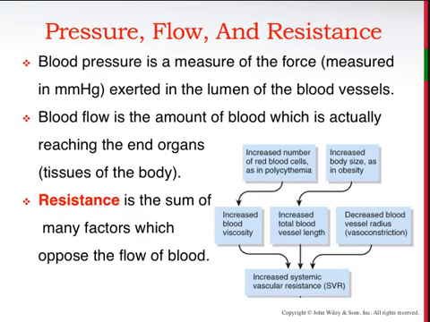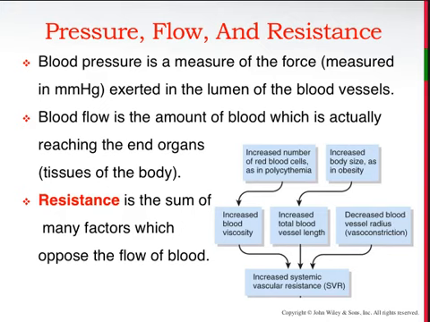stop blood from flowing. So we can see an increased number in the red blood cells. That condition is called polycythemia. So if we have an increased number of red blood cells, we're going to see an increased blood viscosity. If I have an increased viscosity, I've increased the resistance, and therefore I have increased the systemic vascular resistance, is that bottom box there, and that's going to affect the pressure. It's going to increase the pressure.